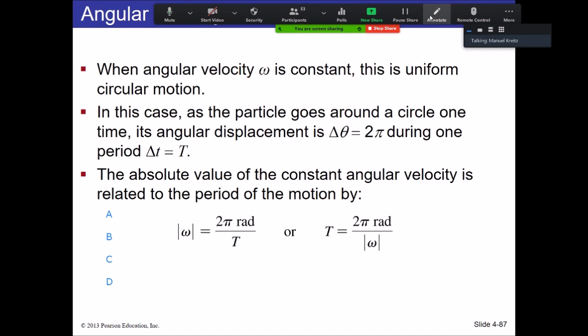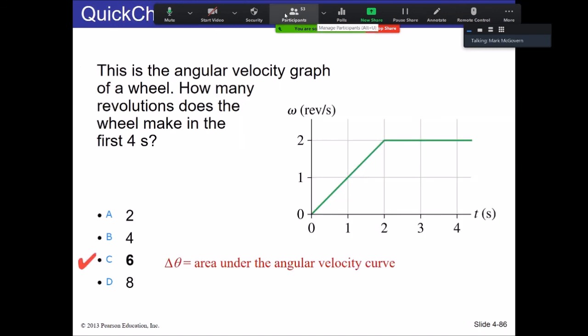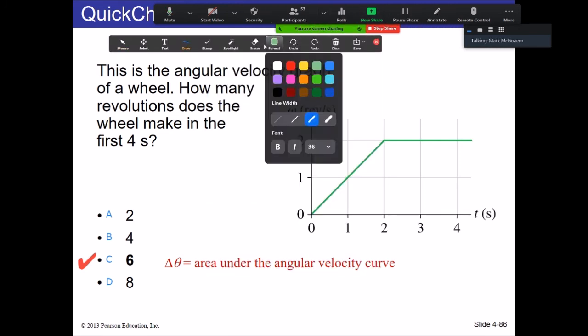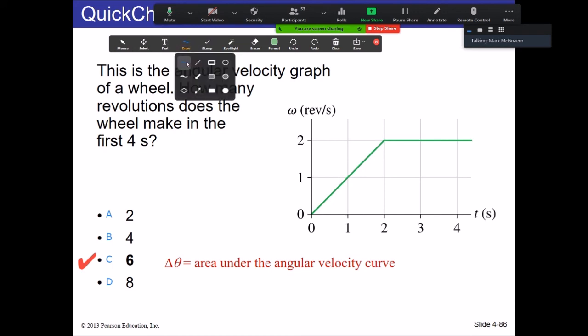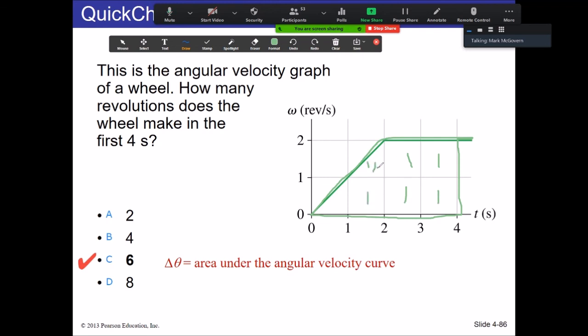Could you explain that? I worked out the area. So let me trace it out here. When you're going from a velocity graph to a position graph, you're working out the area bounded by the graph. So I worked out this area right here. And it turns out each box is an area of 1 revolution. And this is a half, and this is a half. So we got 6 altogether. That's how many revolutions were made. Good stuff.